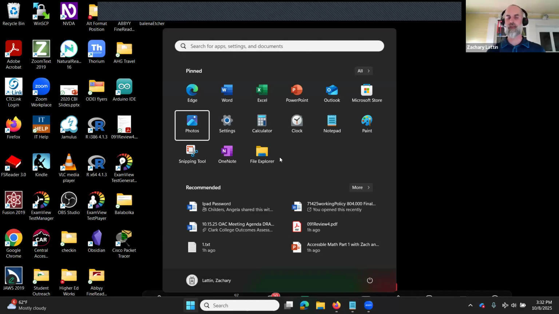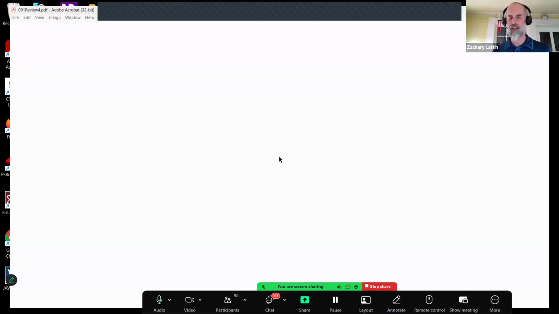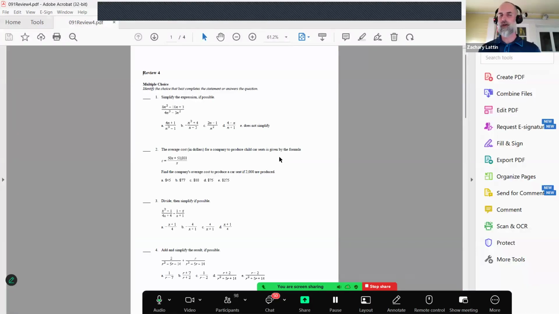So this is incidentally why keyboard accessibility is important. So what we're going to do is open Math 091 review 4.pdf, this amazing Math 091 review document, in Adobe Acrobat.